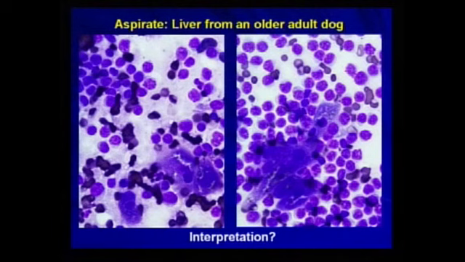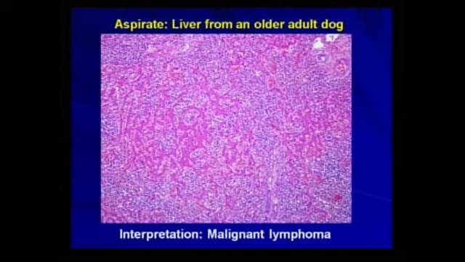Do those look like liver cells to you? Have you ever seen a dog whose liver cells were the same size as erythrocytes? Of course you haven't. Okay, this is a case of lymphoma, malignant lymphoma from a dog.